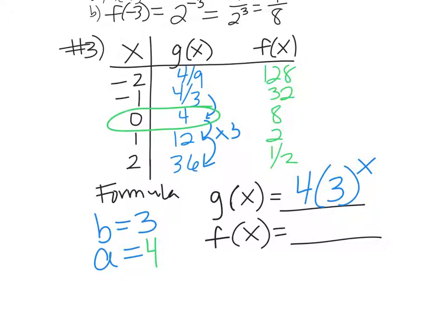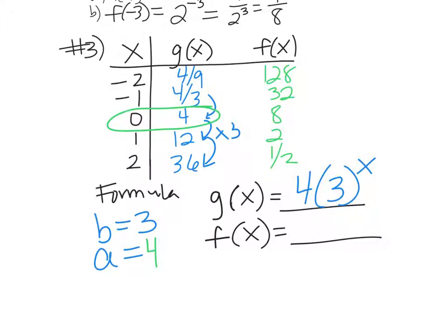And then you can test a point. Let's test x equals 1. If I plug 1 in, I get 3 to the 1 is 3 times 4 is 12. Now I'm going to test 2. 3 squared is 9 times 4, 36. Yay. Okay, let's look at the next one.